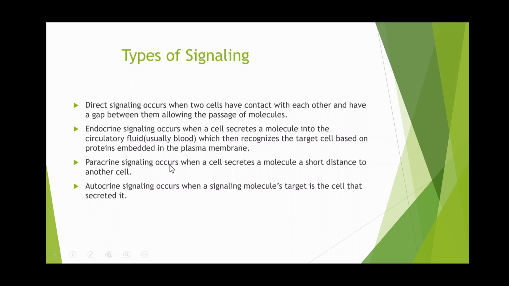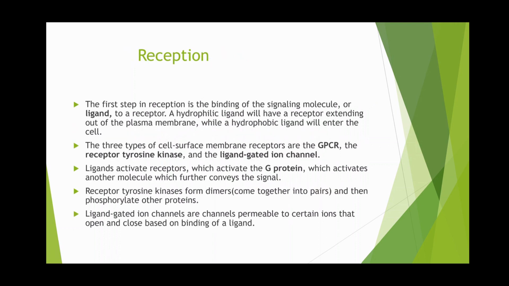Paracrine signaling is far more local than endocrine signaling. Paracrine signaling occurs mainly when a cell secretes a molecule to a local cell, a cell at a very short distance, and a lot of it is done through diffusion because the distance is very short. Then we have autocrine signaling, where the signaling molecule's target is the same cell, essentially the cell that secreted it. So there we have it.